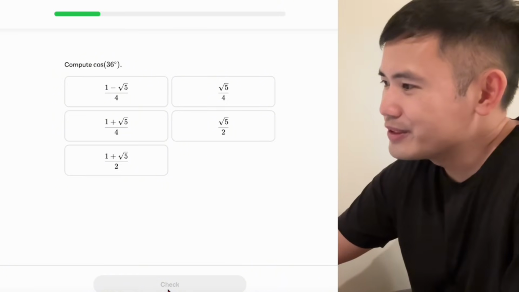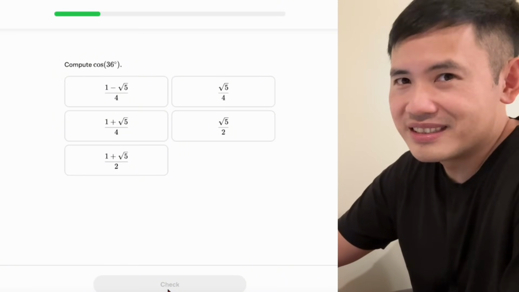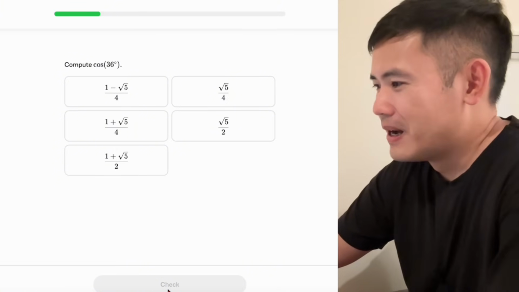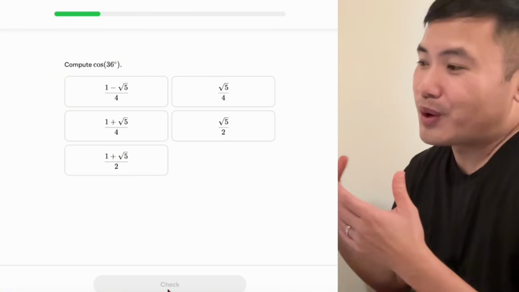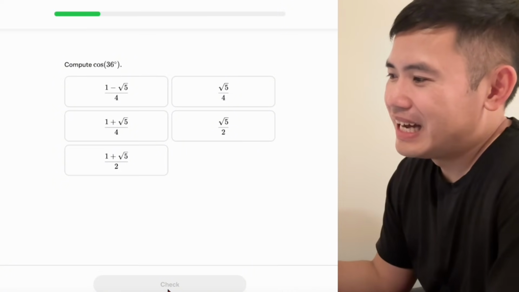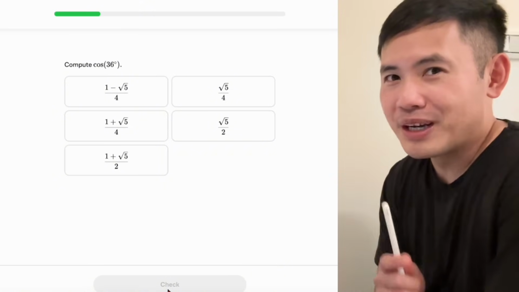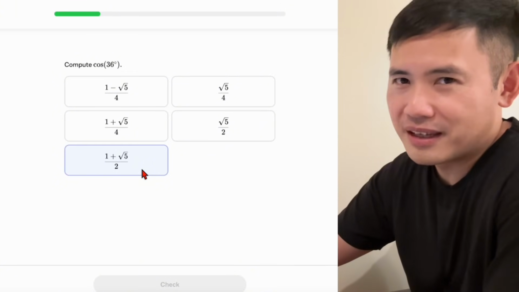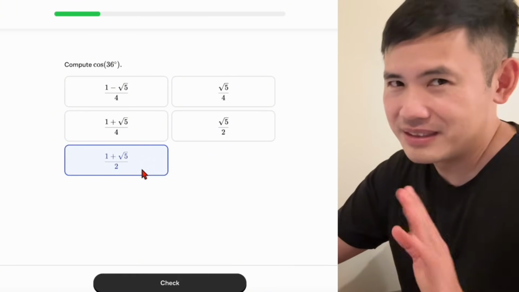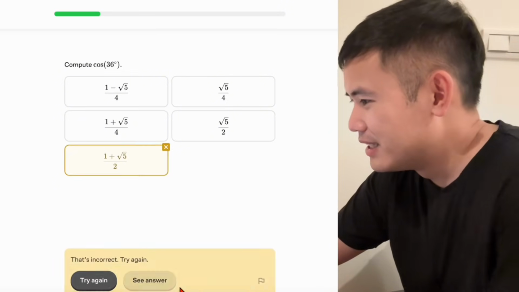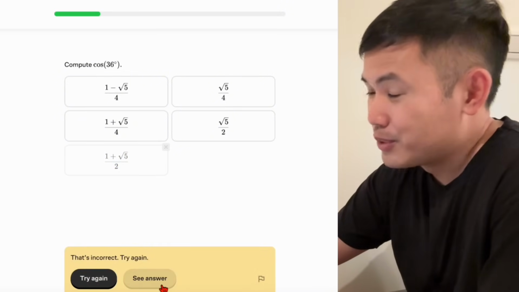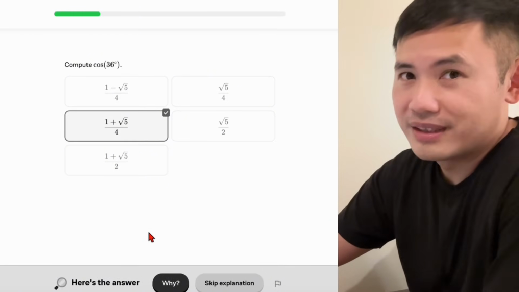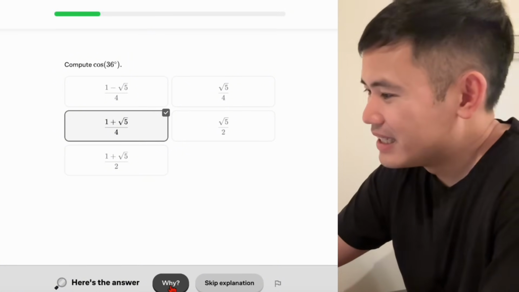Okay, compute cosine of 36 degrees. I know the answer by heart because this is a famous one. And you can also use a triangle to figure this out. But I am actually just going to pick a wrong answer on purpose and then show you what will happen. I'm going to pick this one, 1 plus square root of 5 over 2, because I think that's the golden ratio, right? It's wrong. It's not just the golden ratio, you'll see. Anyways, check. Okay, I'm going to just click on see answer. And okay, it's this one. But why though? Let's have a look. I want to see how they do it.